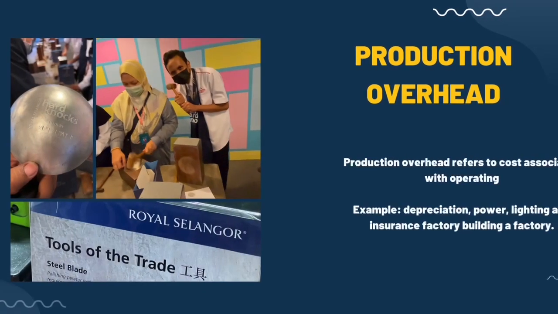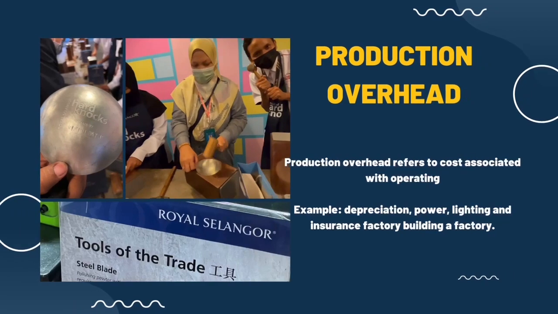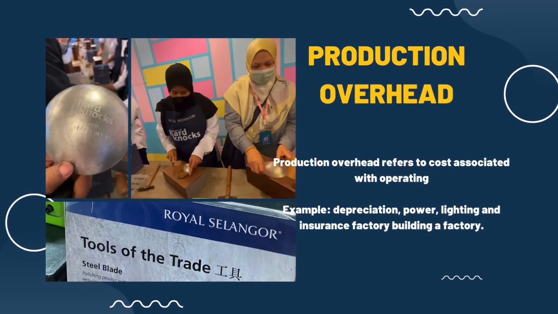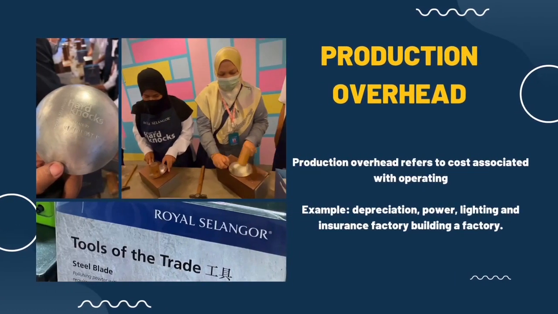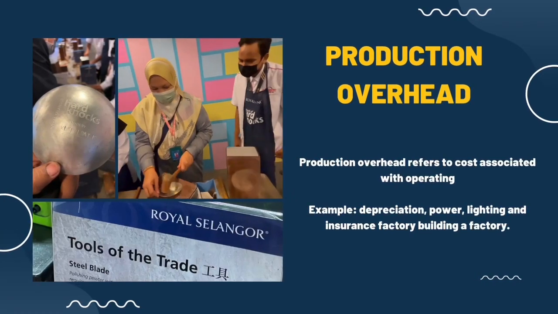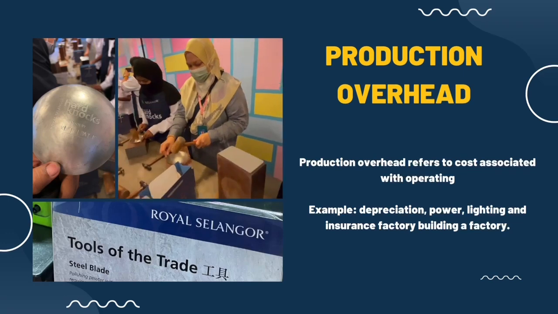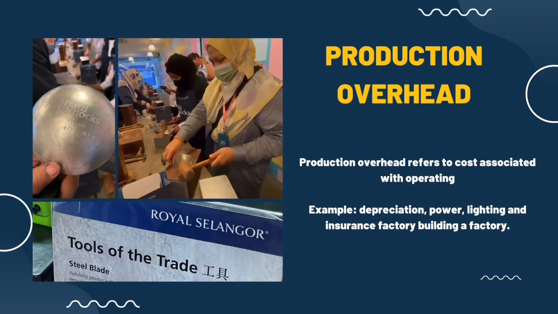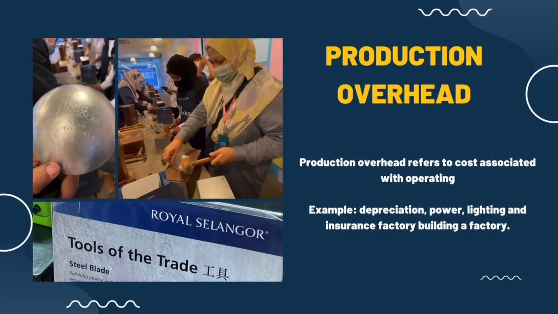First, production overhead. Production overhead refers to the cost associated with operating a factory, beginning with supply material to workstation until the packing of the product. Production overhead includes all production costs other than direct material, direct labor, and direct expenses. Examples of production overhead include depreciation, power, lighting, and insuring factory building.